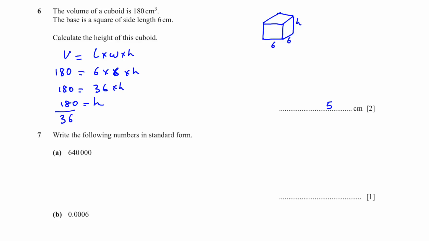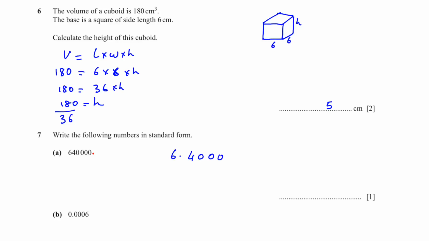Next, write the following numbers in standard form. Standard form means there must be only one number before the decimal. If you have a whole number like that and there is no decimal, it means that you have a decimal at the end. But because there is no number after the decimal, we don't write the decimal. We have to have only one number before the decimal for standard form.